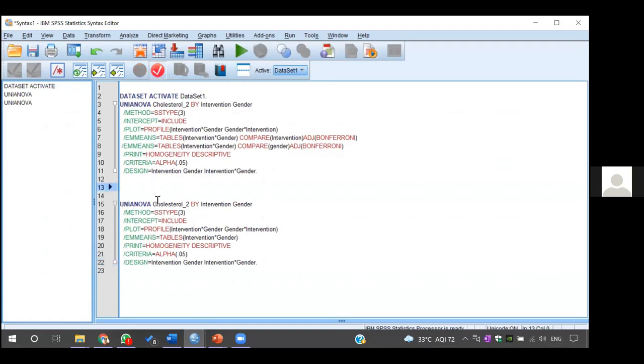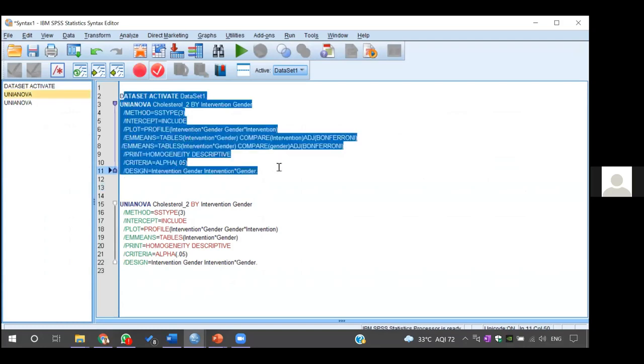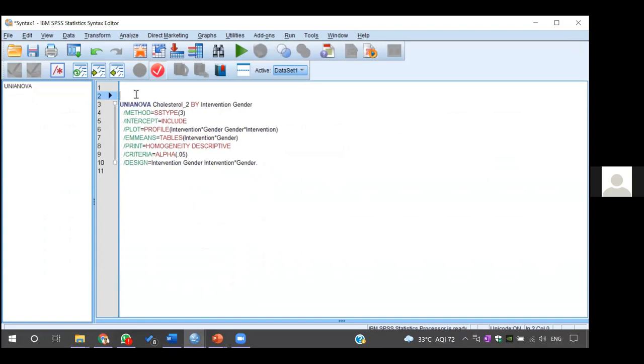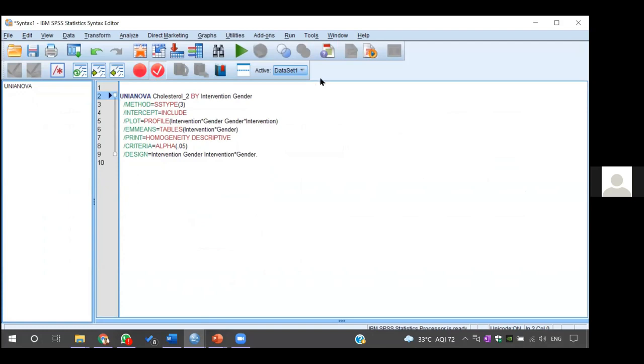In the 6th line, you will see 1, 2, 3, 4, 5, where you can see an estimated marginal mean. Let me delete this, otherwise you will get confused. This was from the previous command which I have executed. So maybe I will do it like this. So it will come something like this. So this is EM means.